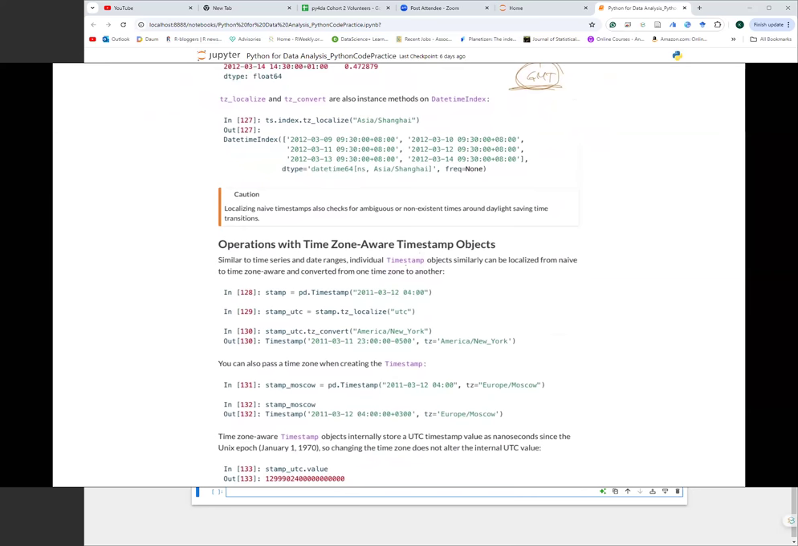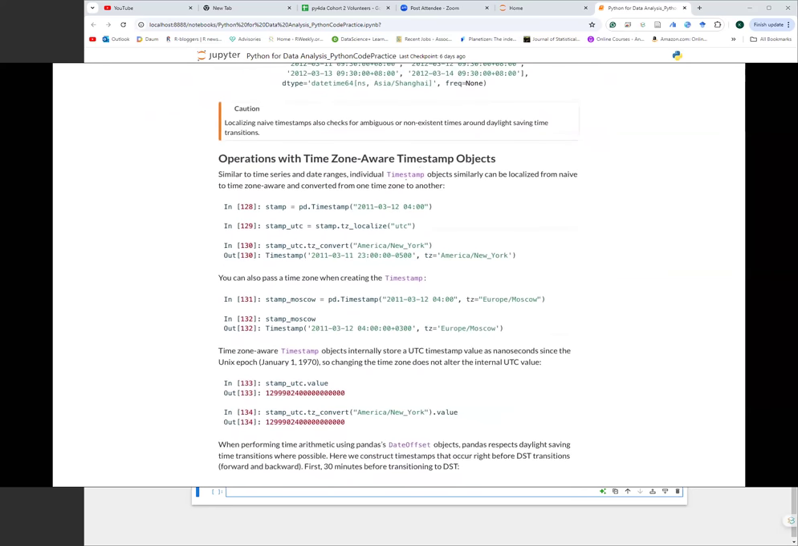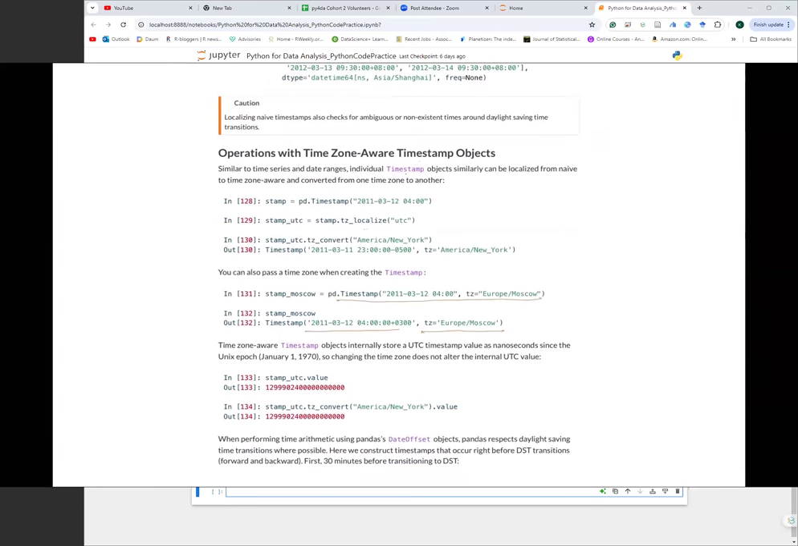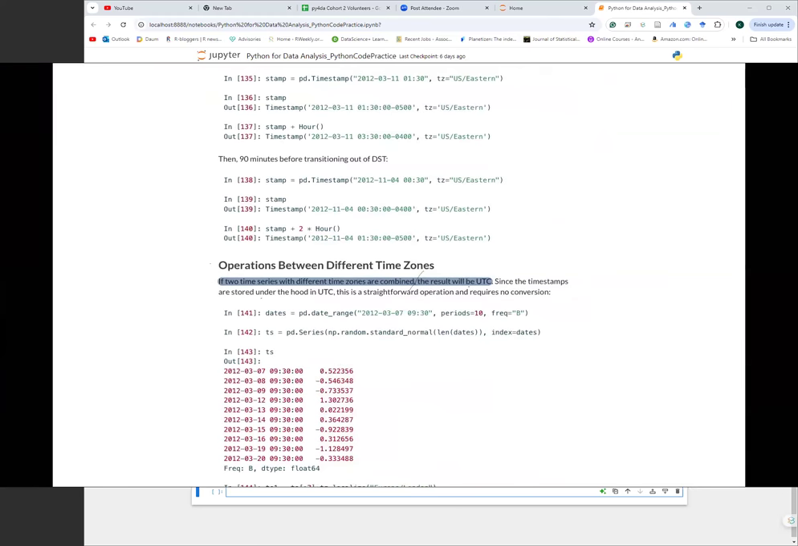So okay, the next thing is a simple operation about time zones with timestamp objects. By using these localization and conversion options and the timestamp functions, we can also convert into a timestamp at some specific time zone, right? And then we can also convert it back from this time zone to the UTC, etc. Also, operations between different time zones give a combined result in UTC.